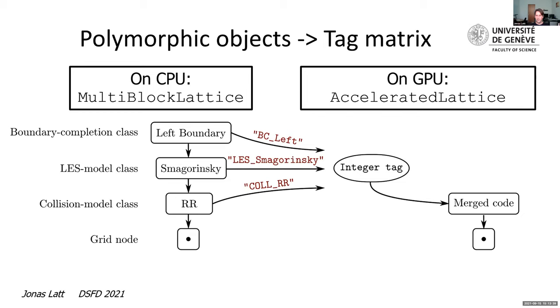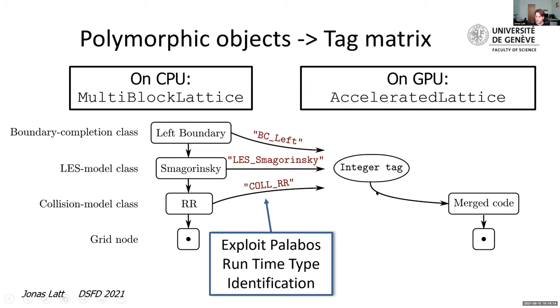Because in Palabos, you have some built-in type identification, which usually we use as runtime type identification. We use this for serialization of data through the network or to checkpoint the simulation or whatnot. But now we reuse that mechanism to identify at runtime what ingredients are in the multi-block lattice, and we assign them to a single tag, which puts all that code together, assigned to a tag in a tag matrix. And then you have a simple data structure, which is ready for GPU.